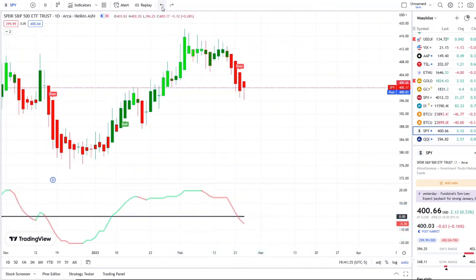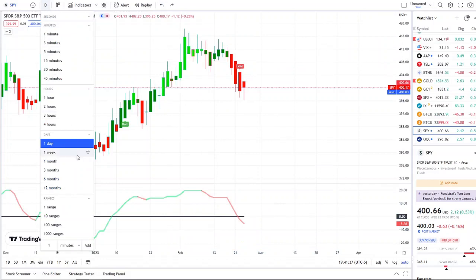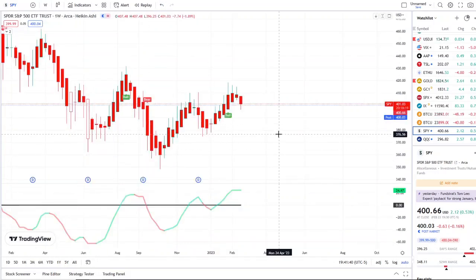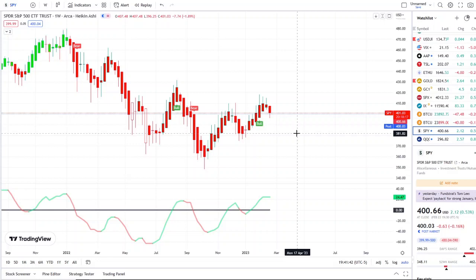Outflows have crossed, but if you go ahead and zoom out even further and we look at this on the 1 week, we have a divergence.